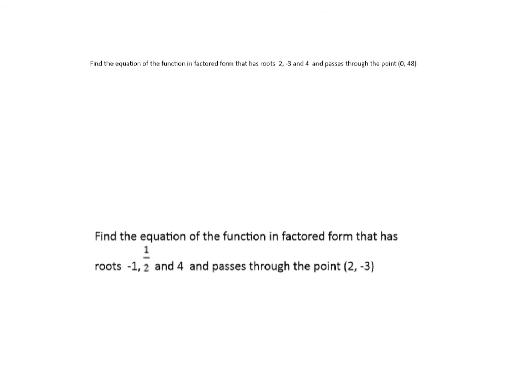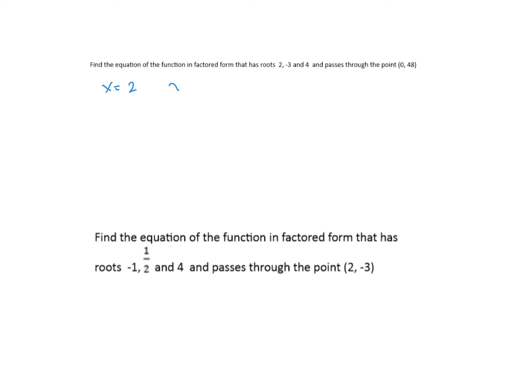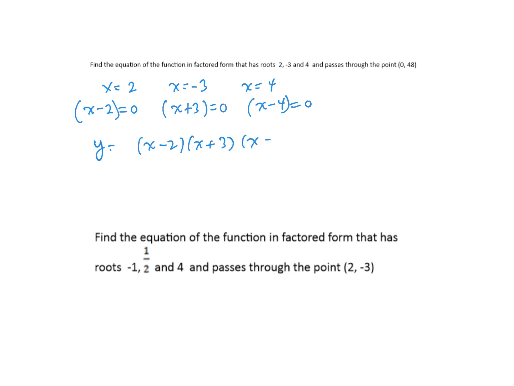Now in this question we have the reverse. Instead of being given an equation and asked to find the zeros, we're given the zeros and asked to find the equation. So the zeros given are 2, -3, and 4. We want to set these equal to 0, so we move the 2 to the left so that it equals 0, and that becomes a factor. We're just reversing what we did in the previous question. We'll move the 3, and that becomes a factor, and then the 4 becomes the third factor. So the factors are x minus 2, x plus 3, x minus 4.